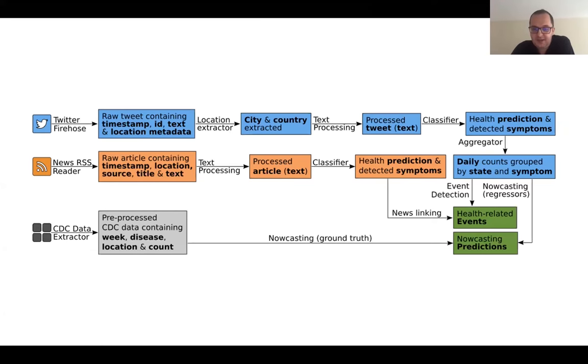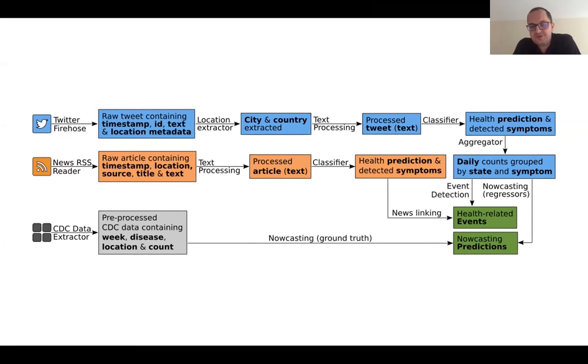No human being, no collection of human beings, is able to do that at this scale. So in order to make this project possible, we decided to go with machine learning, and this is something that I work on. Taking the Twitter stream, we first extract the text, the timestamp of the tweet, the unique identifier, and the location metadata.